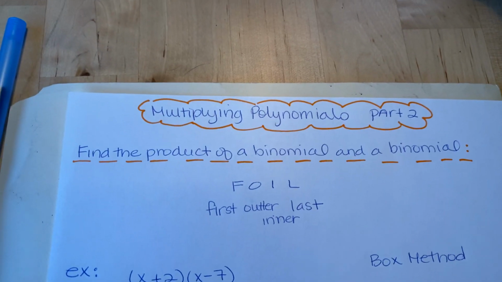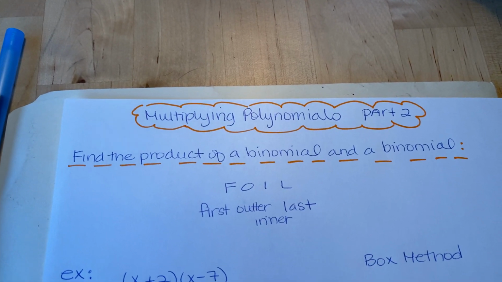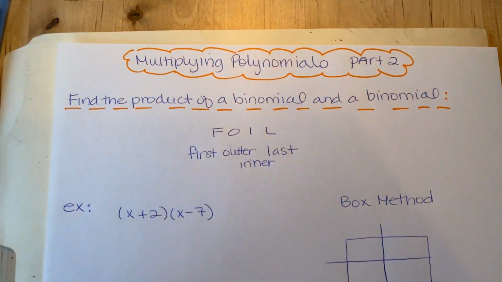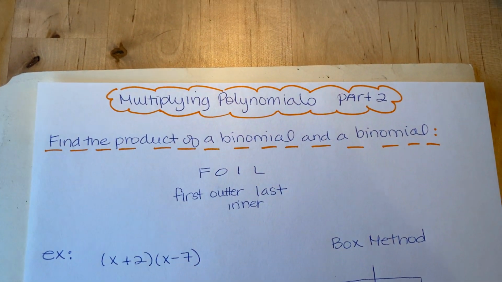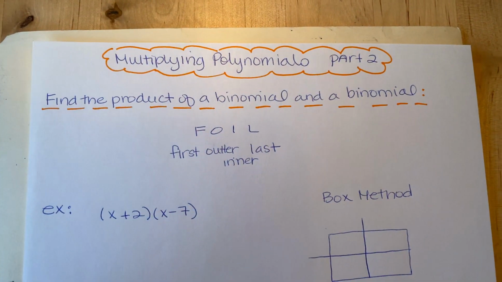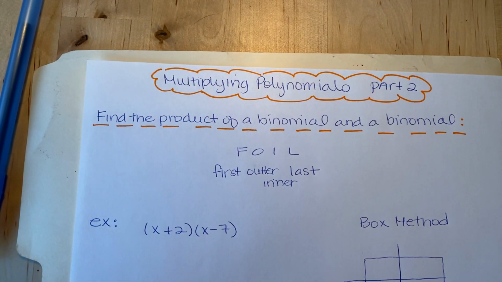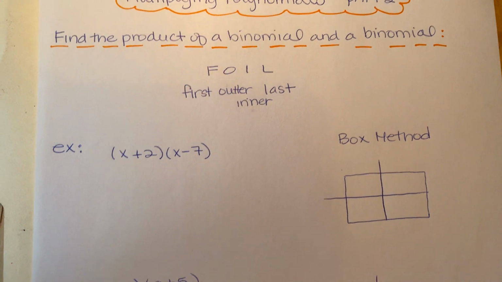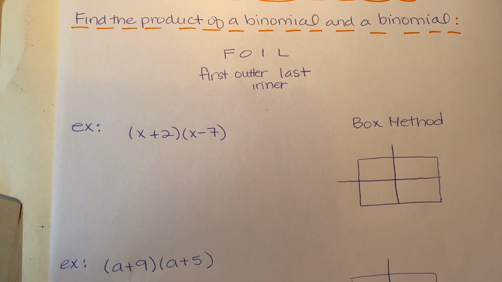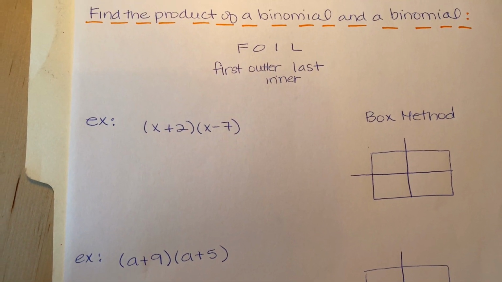Okay, multiplying polynomials, part 2. Find the products of a binomial and a binomial, and you recall foiling, F-O-I-L, first, outer, inner, last. So we'll go ahead and reference that as we get started. So here you have two binomials, x plus 2 and then x minus 7.